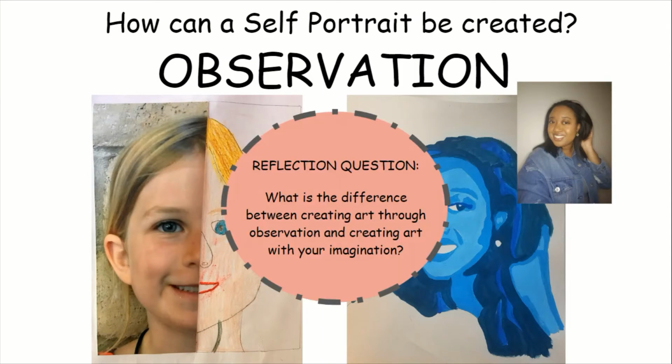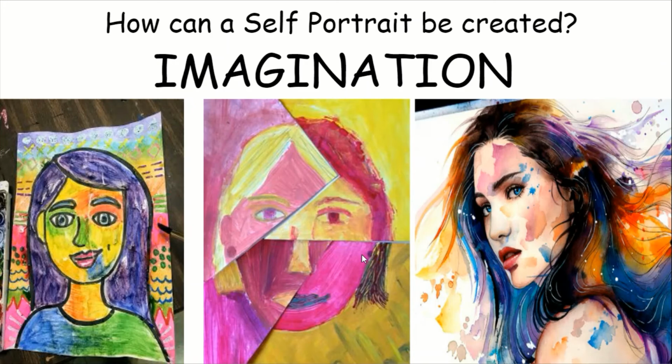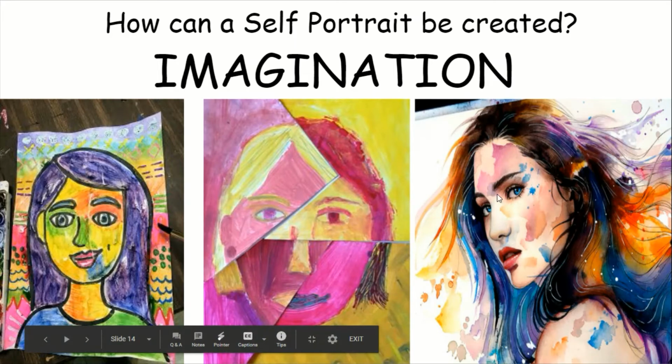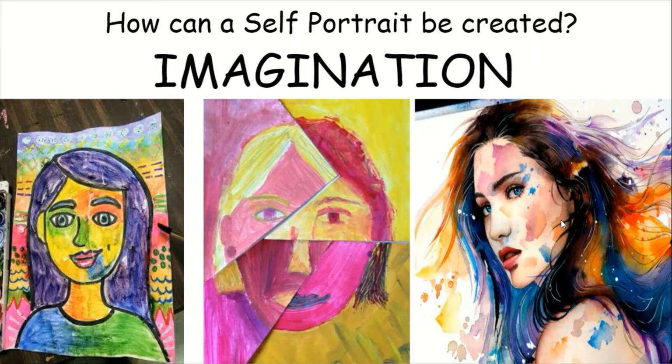Okay. And the reflection question that I want you to think about for this is, what is the difference between creating art through observation and creating art with your imagination? So let's talk about that. If you don't want to create a self portrait through observation, you can create it with your imagination. So when you're creating a self portrait with your imagination, you're kind of just coming up with it in your head. You're not necessarily looking at anything. You're kind of just going with the flow and coming up with your own idea of what you want your self portrait to look like.